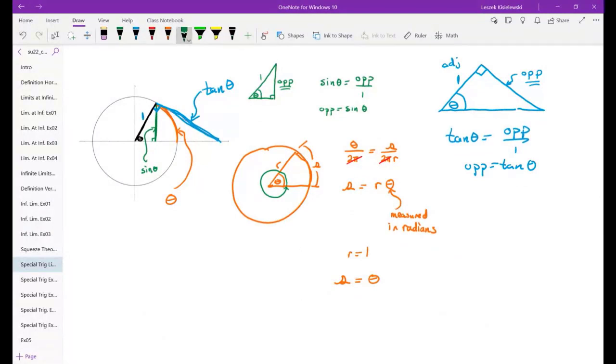All right, so now this is without proof, but I hope you see that this green segment, sine of theta, is going to be smaller than the orange length, which is theta, which is going to be smaller than the blue length, the tangent of theta.